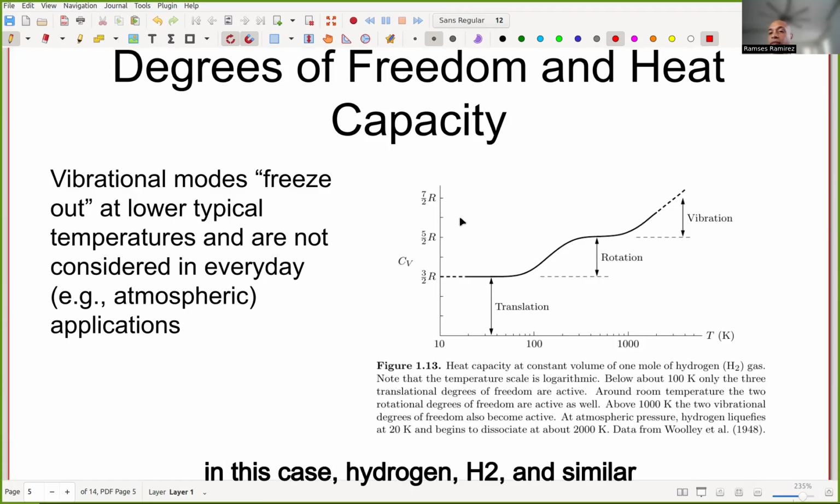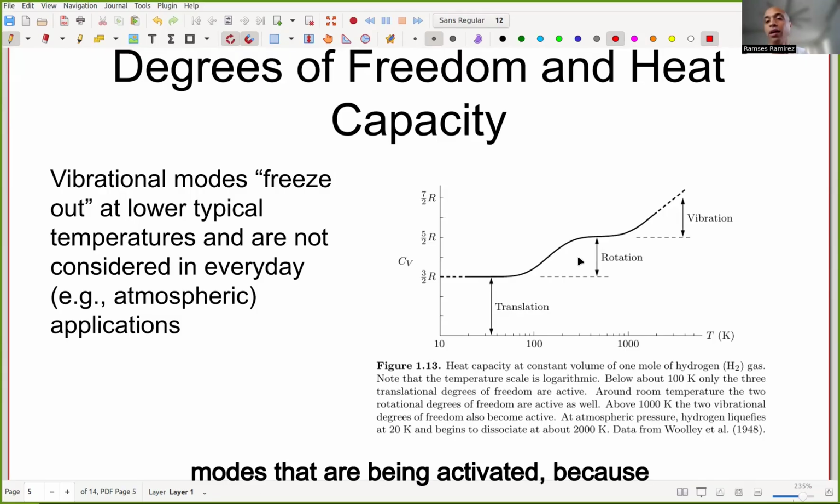For in this case, hydrogen, H2. And similar things for a lot of other gases: it's only the translational and rotational modes that are being activated, because we say that vibrational modes freeze out at these lower temperatures, as your text also says, and they don't actually become important beyond about 1,000 Kelvin. Then they start becoming important for something like hydrogen or other gases as well.